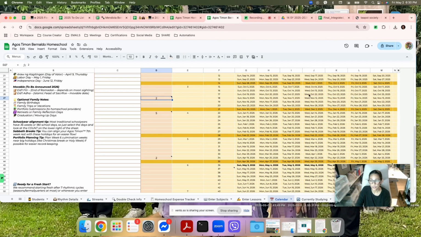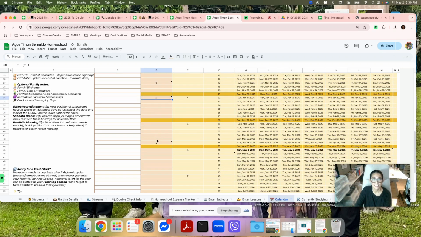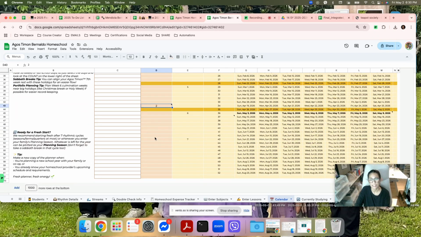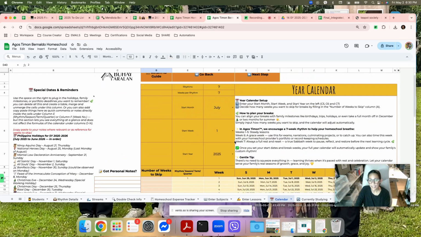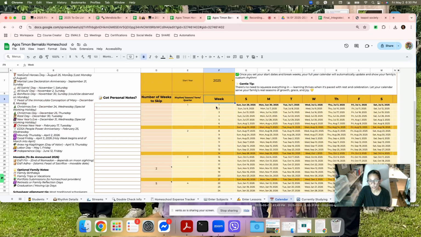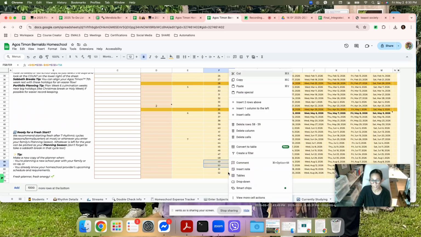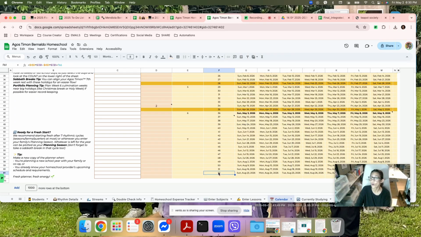Here, there's a number of weeks to skip, where I want to allow grace for this weekend, usually around Halloween. So, I want to take 2 weeks off there, and 5 weeks off during the December break, and then another 2 weeks off for spring break or the Holy Week break. So the weeks are already automatically numbered. So I have weeks 1 all the way to 52. So that's a whole year.